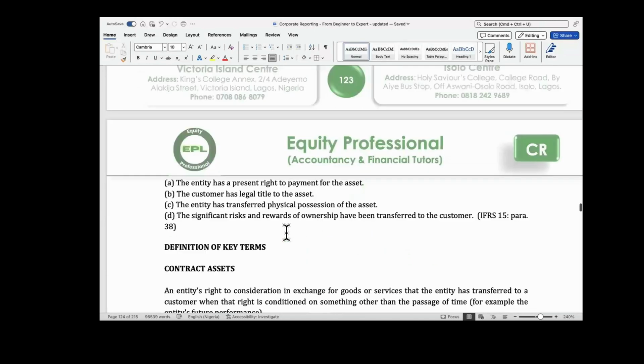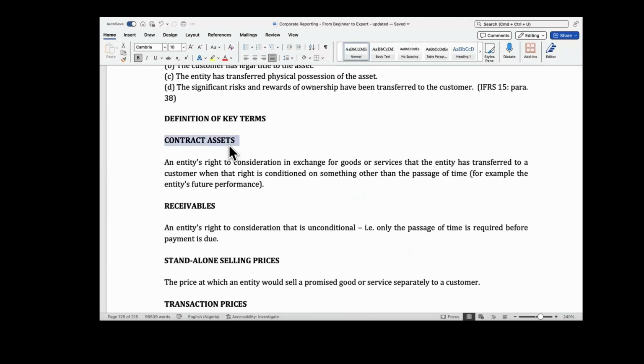Finally, for today, you need to understand the difference between a contract asset and a receivable. Mostly what we all know is receivable, trade receivable. But trade receivable is the money you're expecting from a customer, or the right to consideration that is unconditional except for passage of time. That is, your money will be paid at a due date that is unconditional. It's only passage of time that is required before your payment is due.